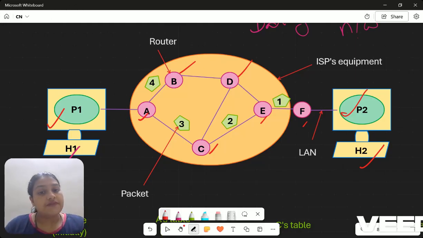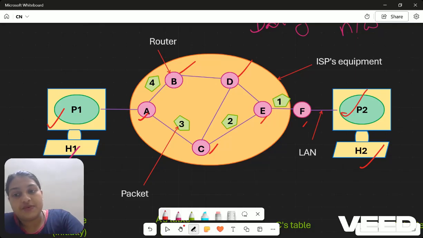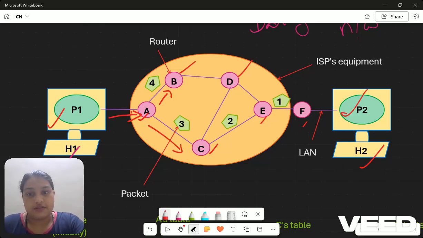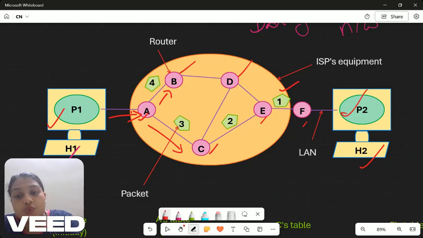In any case, the packets have to go through A. Why? Because that is the only router which is connected to host H1. So it has to pass through it. But after that, it has two options. Either the packet can choose this path or this path, that is A to B or A to C. Now say packet 1 has chosen to go through the path A to C.